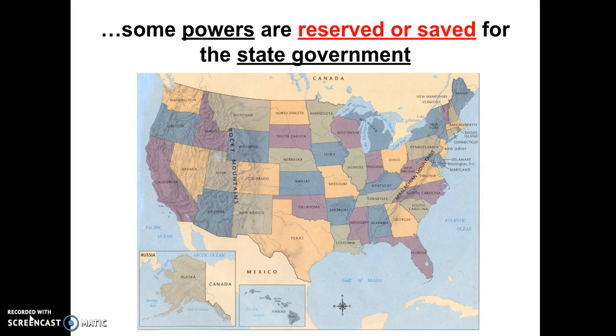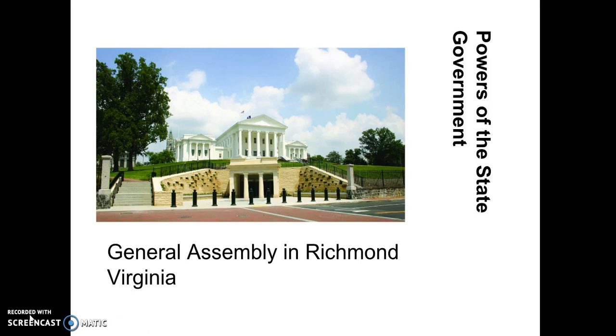But even though the federal government is supreme, it guarantees that some powers are reserved, or saved, for the state governments. So when the states decided whether or not they were going to join with the United States of America, they wanted to make sure that they would keep some of the powers that they had when they were their own little colony and had their own governments. They wanted to make sure that they would be able to decide some things differently based on what their state prefers. So some of the powers of the state government are coming up.